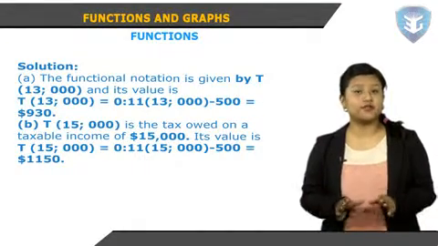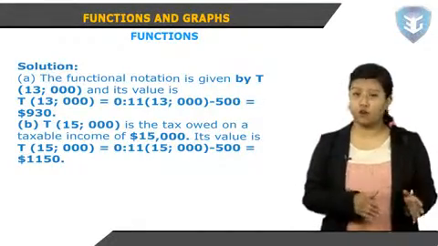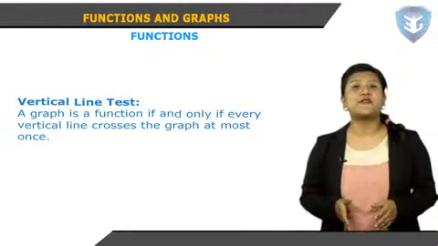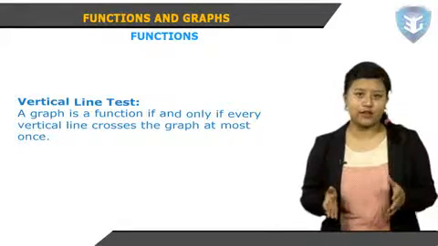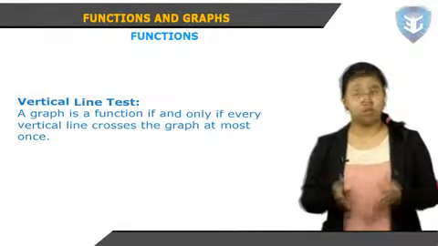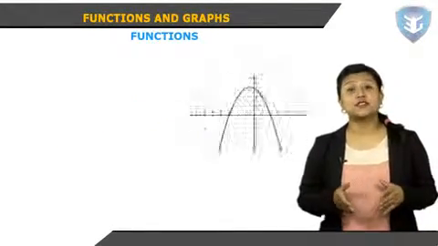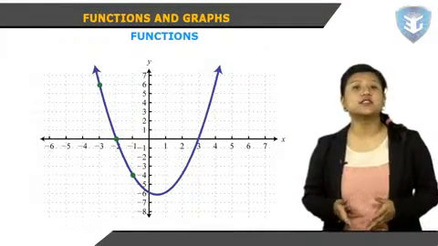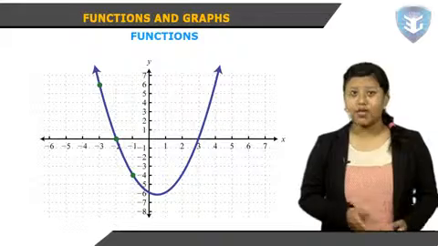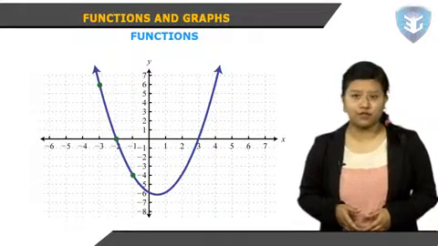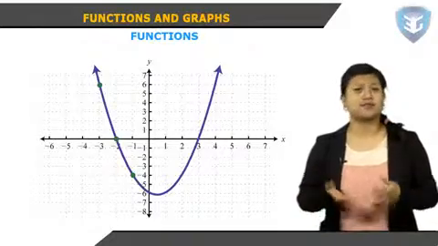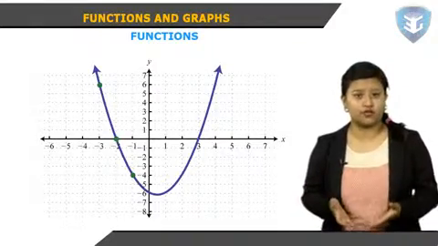Hence, to determine if a graph represents a function, one uses the following test, the vertical line test. A graph is a function if and only if every vertical line crosses the graph at most once. The vertical line test follows from the definition of a function. If a vertical line cuts the graph more than once, the graph could not be the graph of a function, since we have multiple y values for the same x value and this violates the definition of a function.